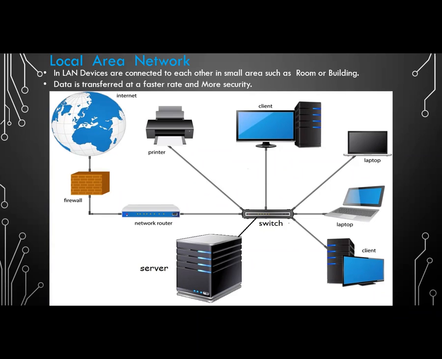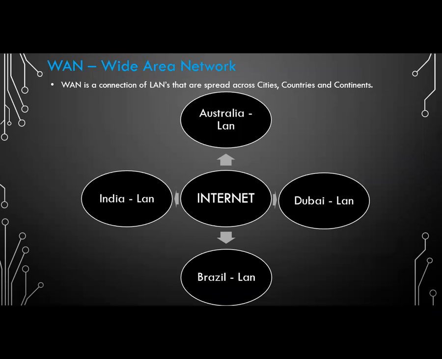But the question here is where they are located. Now see, they are located in different cities and countries. So if your devices are located in different cities and countries, then it is called a wide area network. Wide area network is a connection of local area networks that are spread across cities, countries, and continents.